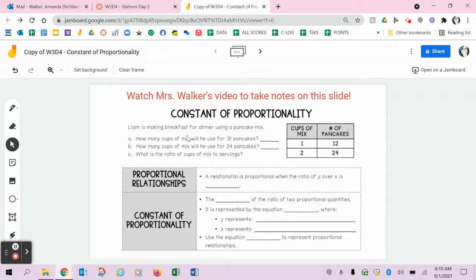The first question is asking us, how many cups of mix will he use for 12 pancakes? Be sure to look for the unit. Pancakes is 12. If this was a long table with a lot of data points, you might see 12 in this column and automatically think that the number next to it would be the correct number. So be sure to check those units. We have 12 pancakes equals 1 cup of mix. How many cups of mix will you use for 24 pancakes? 24 pancakes would be made from 2 cups of mix.